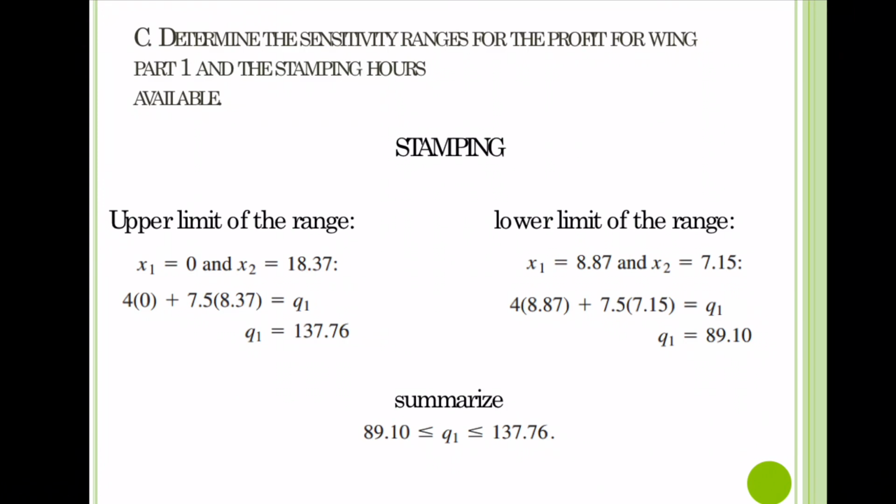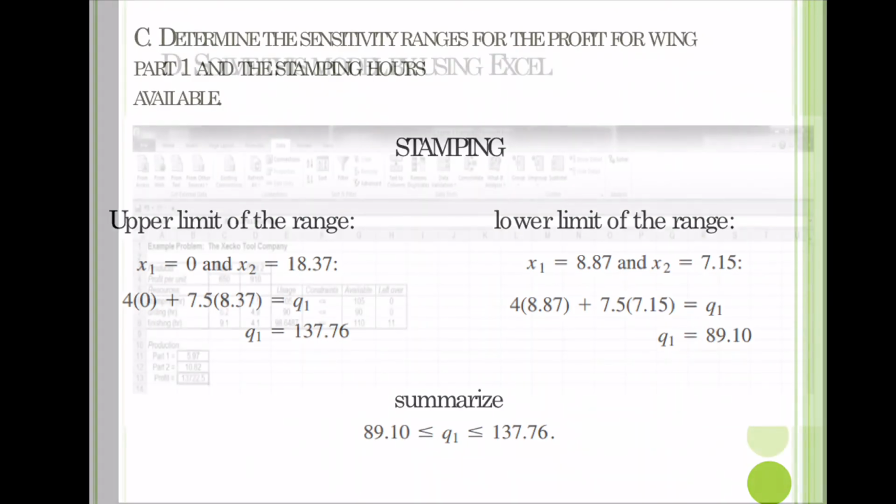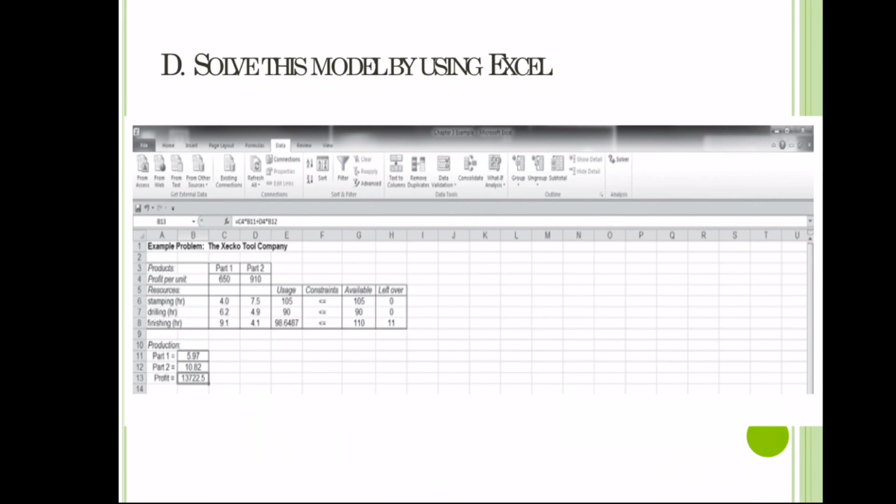The lower limit of the sensitivity range occurs where the optimal point B moves to C, where x sub 1 equals 8.87 and x sub 2 equals 7.15. 4 times 8.87 plus 7.5 times 7.15 equals Q1. Q1 equals 89.10. Summarizing, 89.10 less than or equal to Q1 less than or equal to 137.76. Solve this model by using Excel.